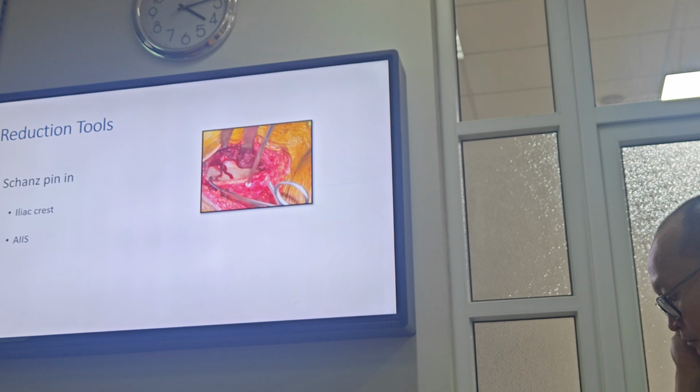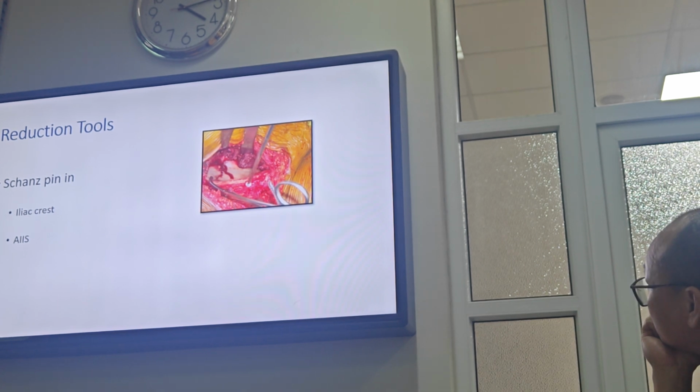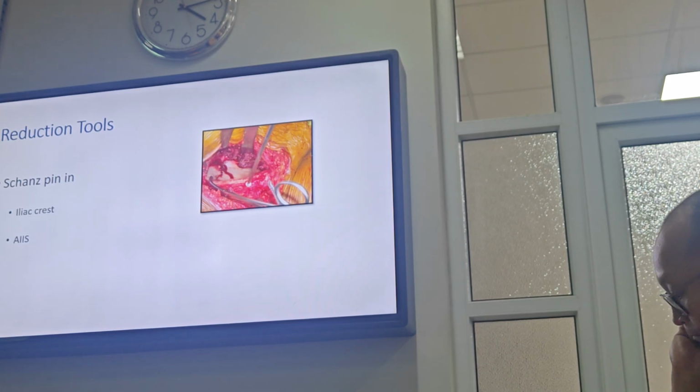How do we reduce it? You can use the Schanz pins. So you put in a Schanz pin here, or at the supraacetabular region, and pull it out so that your SI joint comes into position. You can also use traction at 45 degrees and try to fix this as early as possible. If you do not do that, the paraspinal muscles pull that up and it is difficult to reduce it.